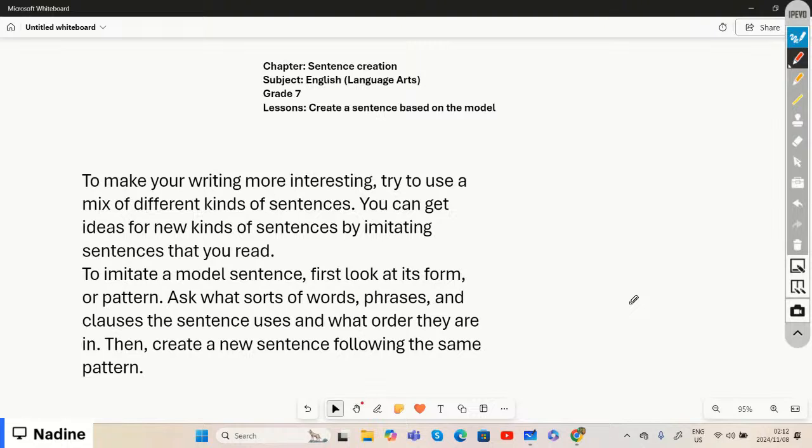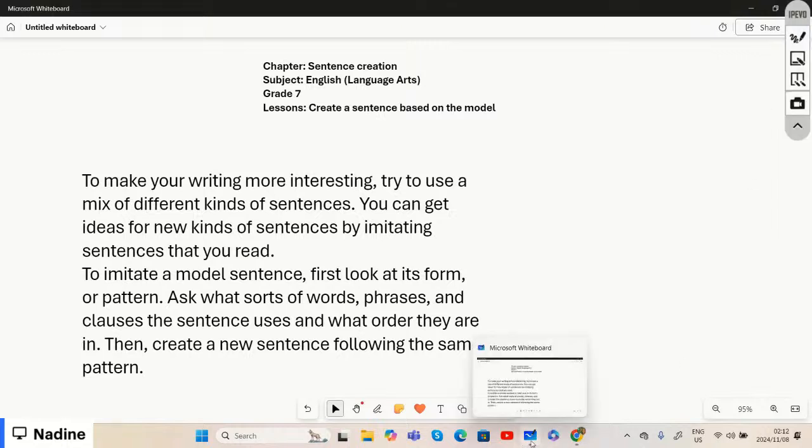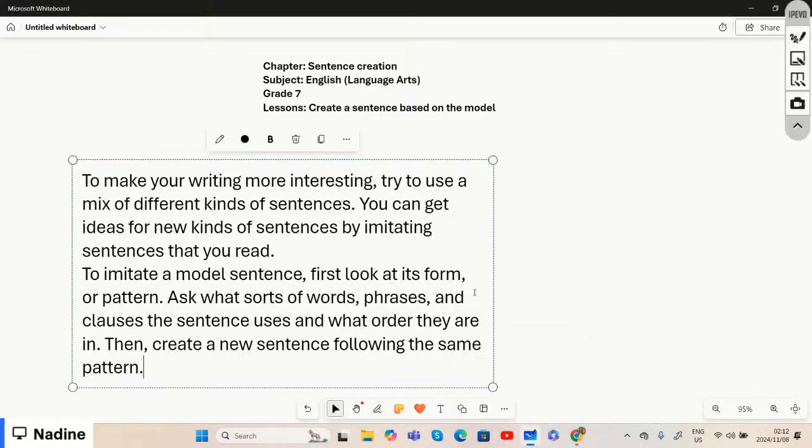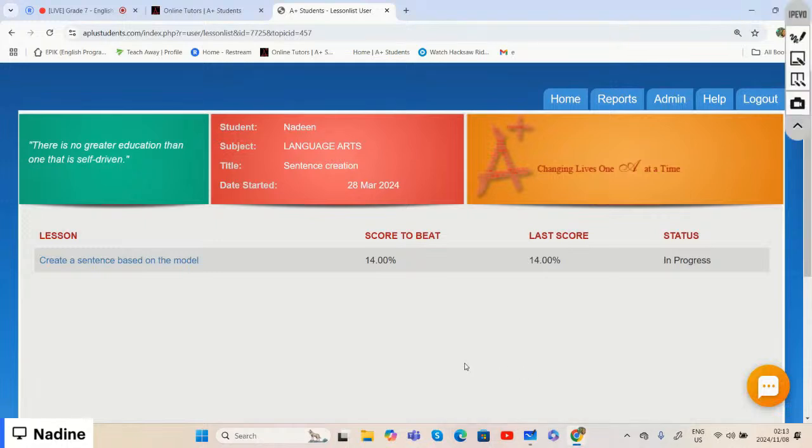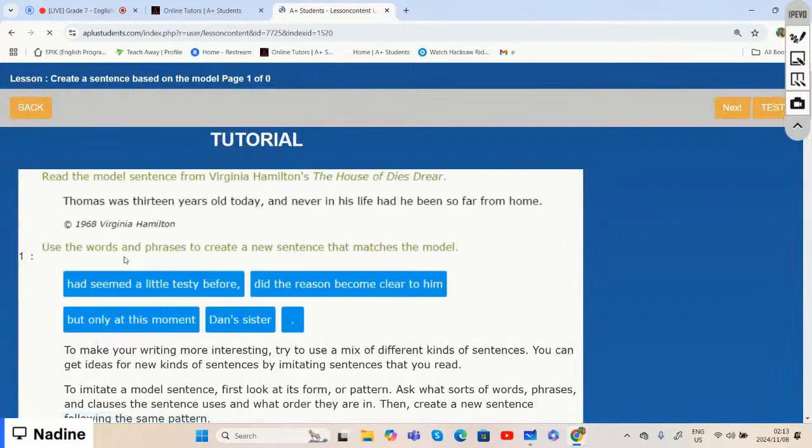All right. So now let's go quickly to aplusstudents.ca and we're going to continue and look at examples on sentence creations and model. So we're going to create a sentence based on the model.